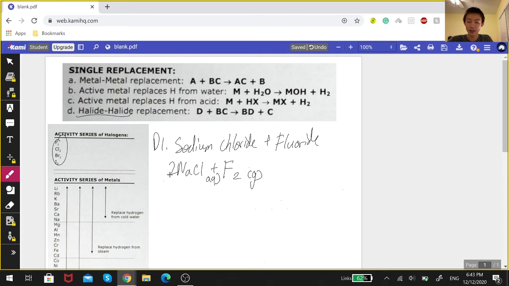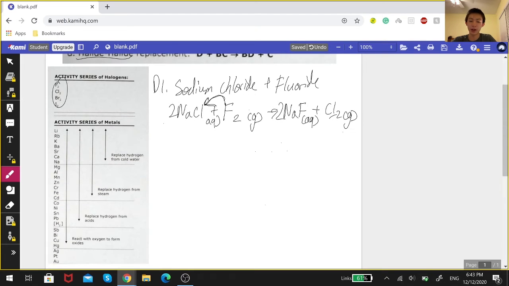Now, is F2 going to successfully kick Cl out of its place? Yes, because F2 is above Cl2. So instead of NaCl, it's going to become NaF plus Cl2. This will be aqueous, while Cl2 will be gaseous. As you can see, our lonely element tries to replace part of the compound and form a new compound and a new element.